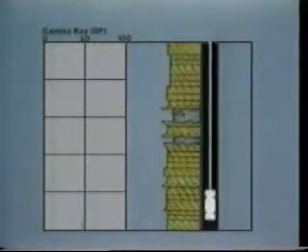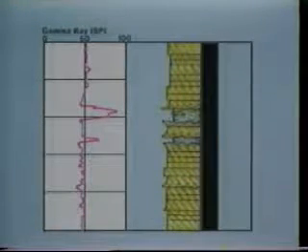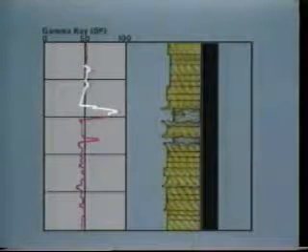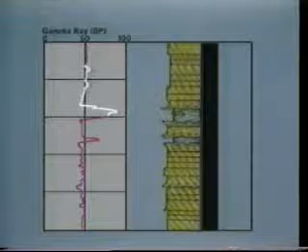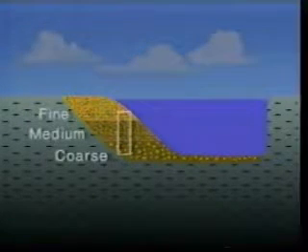Now let's look at a gamma-ray SP log of the same ideal section. Individual channel sequences that are fairly complete may produce a crude, fining upward log pattern. This, you remember, is called the bell profile and is generally characteristic of channels in many environments. As a whole, the bell pattern reflects the gradual increase of finer material in the upper part of a sequence as the channel axis migrates away.